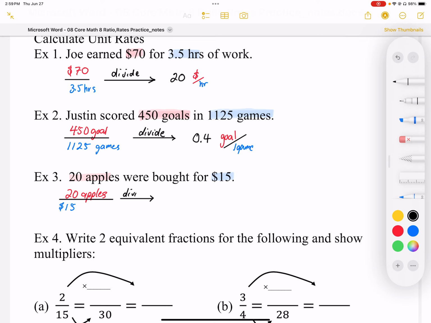I'm going to divide this to get my unit rate. So 20 divided by 15 gives me 1.3333 repeating. So I'm just going to round that to 1.33. And that's going to give me 1.33 apples. So 1 and a little bit of apples for every $1 that I spend. So 1.33 apples per dollar.